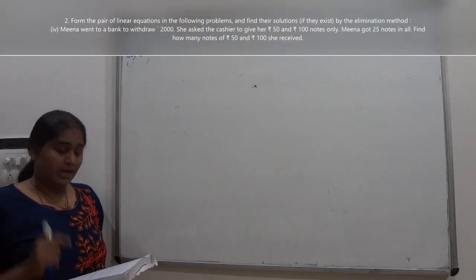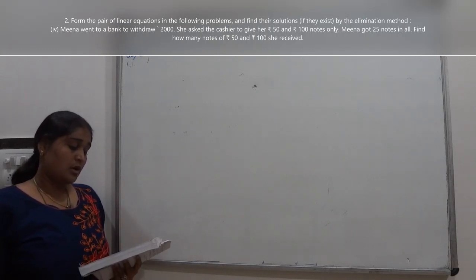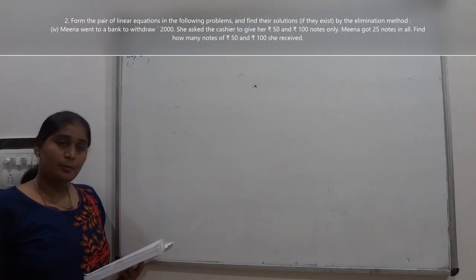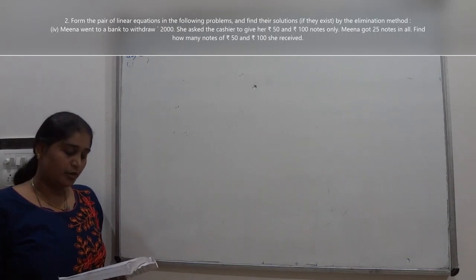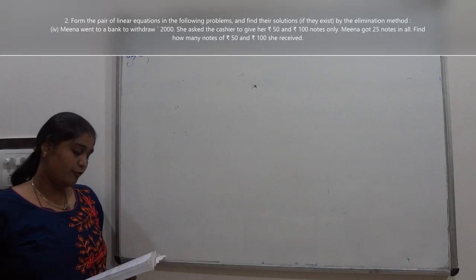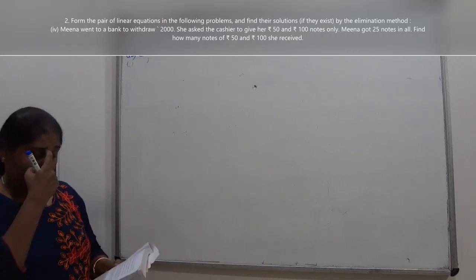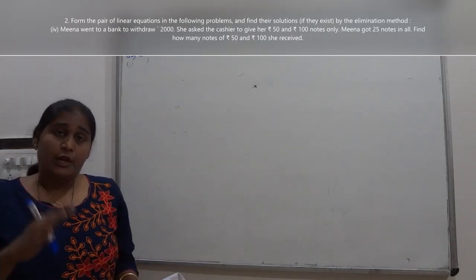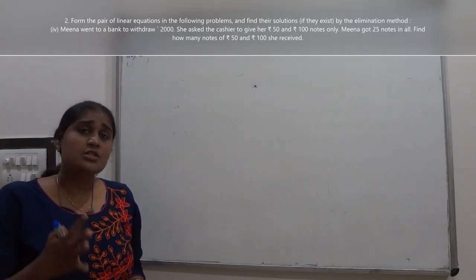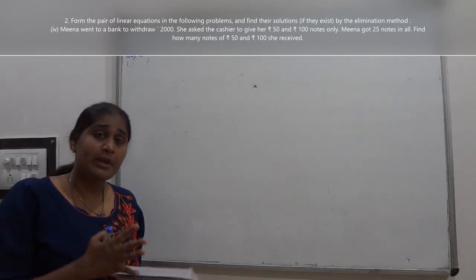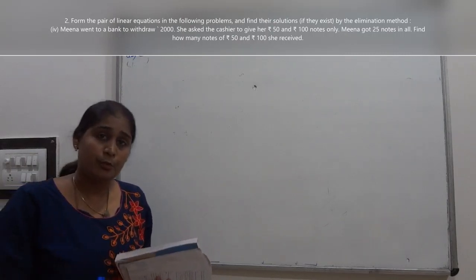Question number 2, fourth one. Meena went to a bank to withdraw rupees 2000. She asked the cashier to give her rupees 50 and rupees 100 notes only. Meena got 25 notes in all. So how many notes of 50 rupees and 100 rupees did she receive? That's your question. So here Meena went to a bank and withdrew rupees 2000. She asked the cashier to give 50 rupee notes and 100 rupee notes.